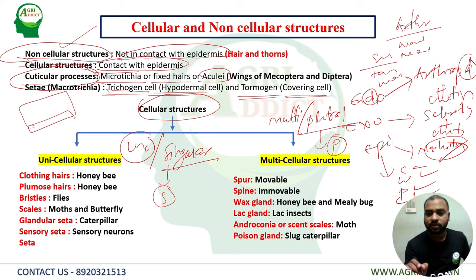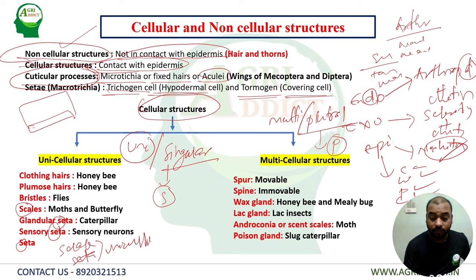You see here, scales and setae. These are the unicellular structures. And another thing I have to tell you: any structure that is moving very nicely is a unicellular structure. One is hair, another is bristle. If any force comes, that can move flexibly, that is called a unicellular structure. Okay, you have to remember, this is just a trick, no concept behind this thing.